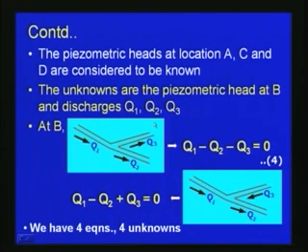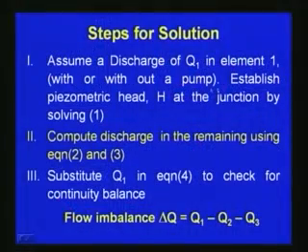So, the unknowns here are Q1, Q2, Q3 and the head at junction B, and the equations are: at junction B we have written the continuity equation, one equation, and then we have written 3 equations with respect to the energy equation between A and B, B and C, and B and D. So, these 4 equations we can solve to find these 4 unknowns. Here in the slides the basic steps for such kind of solutions are given.